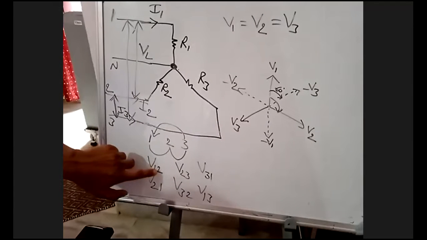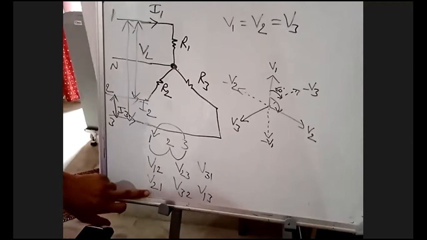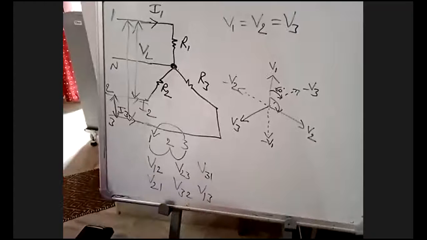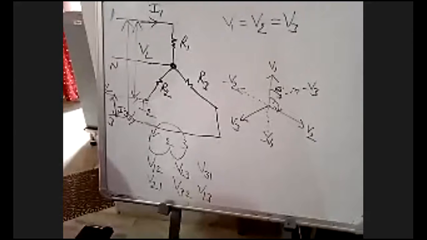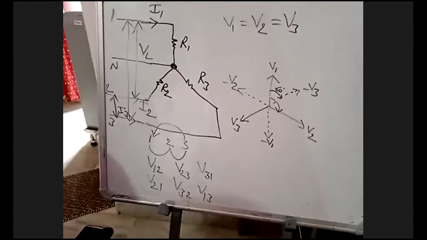If current flows from 1 to 2, it is positive line voltage. If current flows from 2 to 1, it is negative line voltage. Totally, how many line voltages are you getting? 6: 3 positive line voltages and 3 negative line voltages.